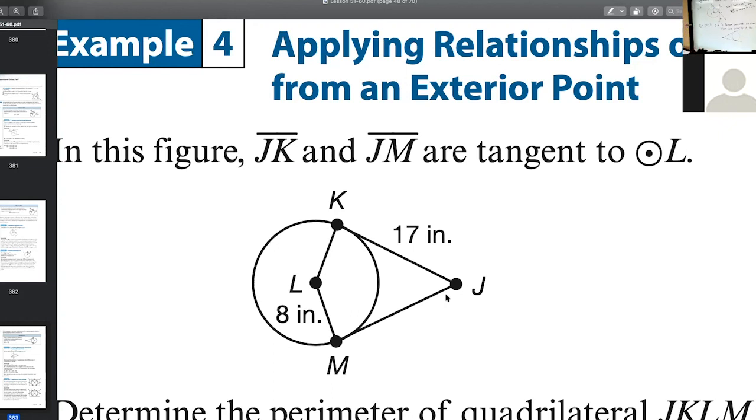So what's the perimeter of the quadrilateral? What's the perimeter? Got it? 15 plus 17 is 32, or 34, and then 8 plus 8 is 16. So 16 plus 34 is 50.